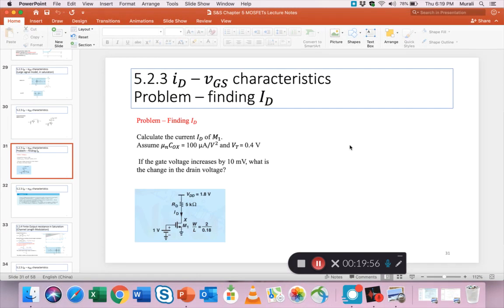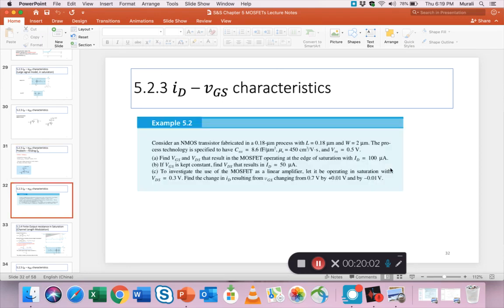I have to move along. We always run short of time. So moving on from slide 31 to slide 32, where we again deal with an example from the textbook. This is example 5.2, and it has three parts. It's giving us the physics detail of an NMOS transistor.